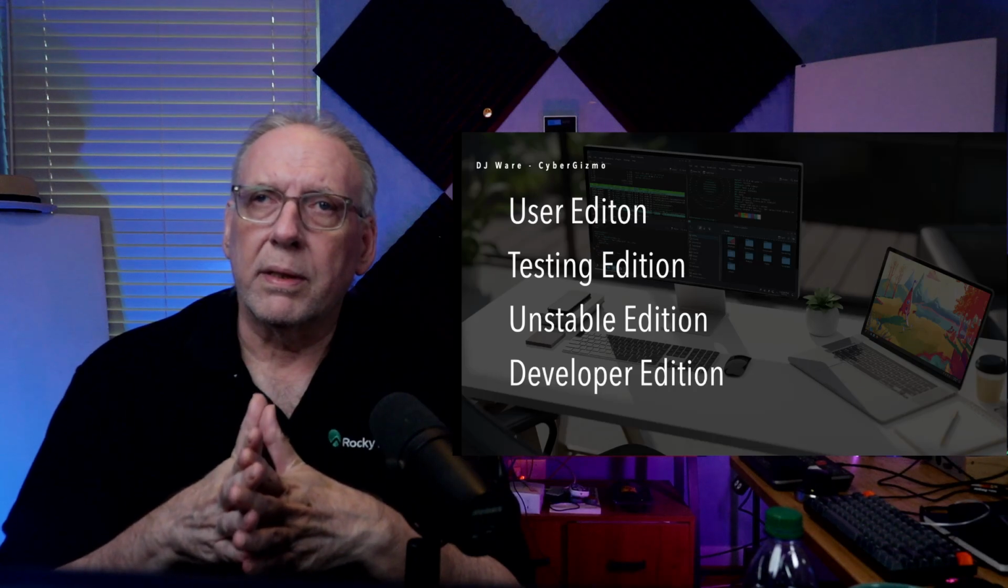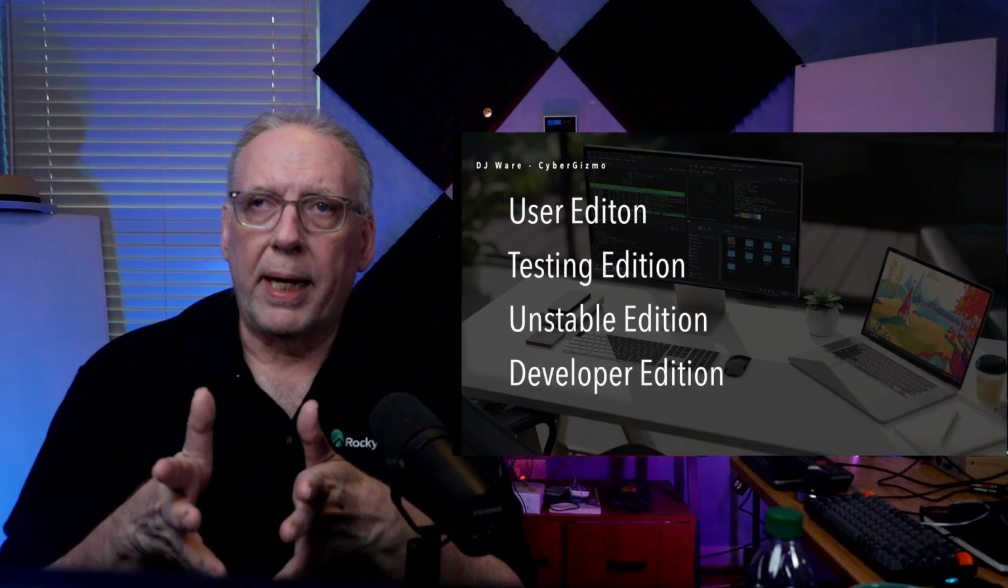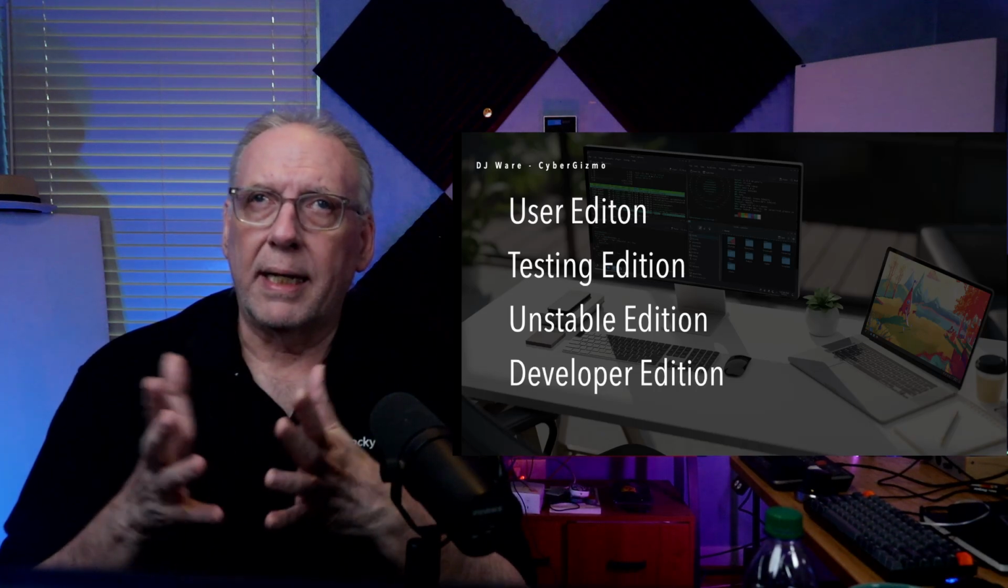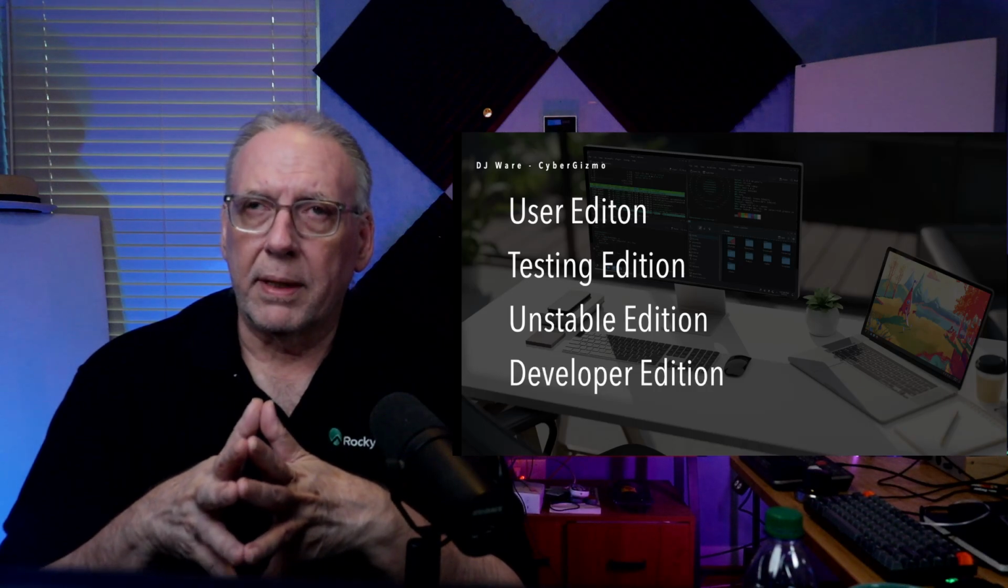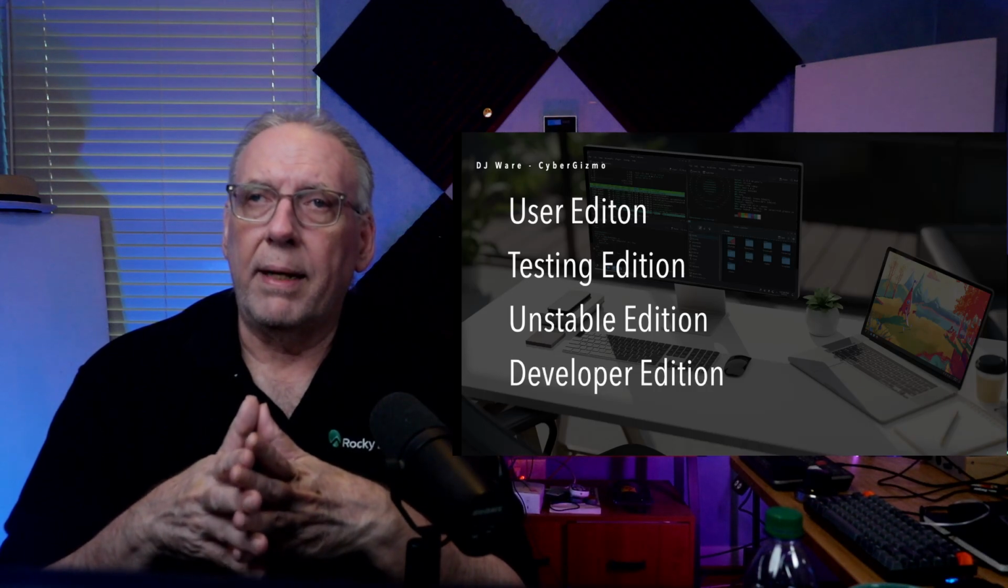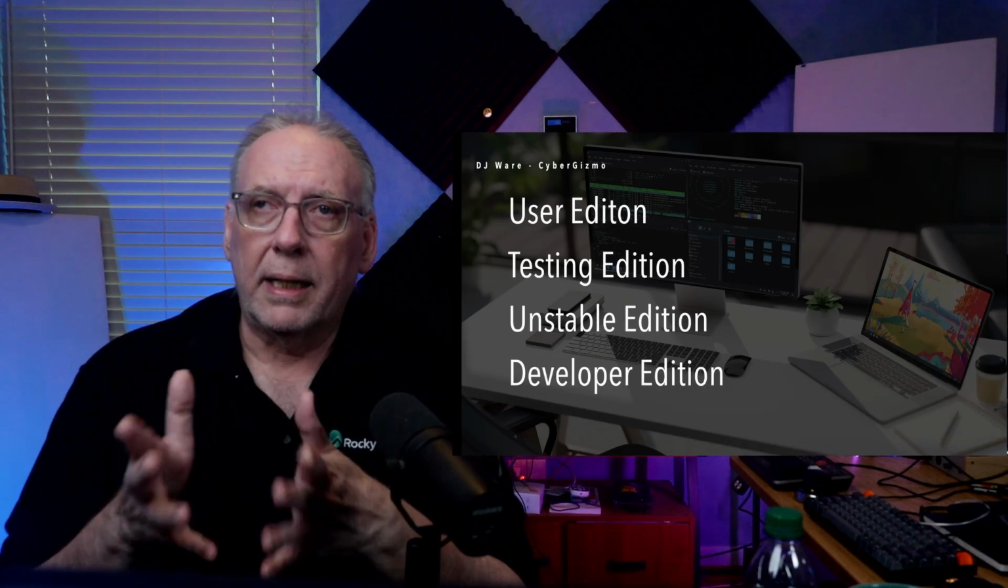When you go to the download page for KDE Neon, you'll find there are four editions. So the first one is the user edition. That's the mainline branch of KDE Neon, and that's ideal for anyone to use. The second edition that you'll find out there is the testing edition, and that's where you're going to find pre-release versions of KDE and KDE software.